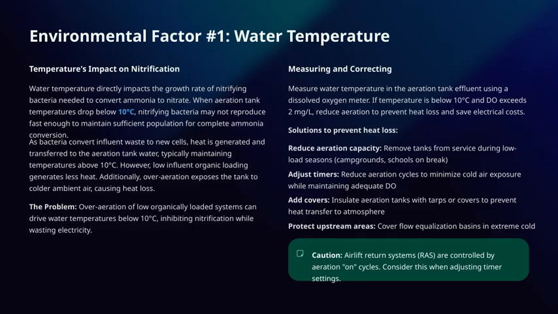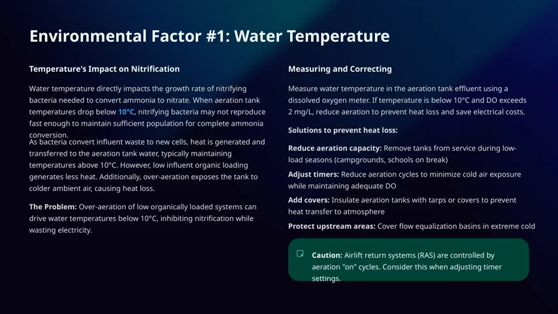This brings us to the main problem. Overaeration in low organic load systems can cause water temperatures to drop below 10 degrees, inhibiting nitrification and wasting electricity in the process. So, how do we measure and correct this? The key is to measure the water temperature in the aeration tank effluent using a dissolved oxygen meter. If you find the temperature below 10 degrees Celsius and the dissolved oxygen is above 2 mg per liter, it's a sign that aeration is causing heat loss, and adjustments are needed.